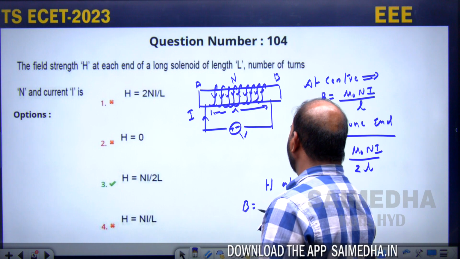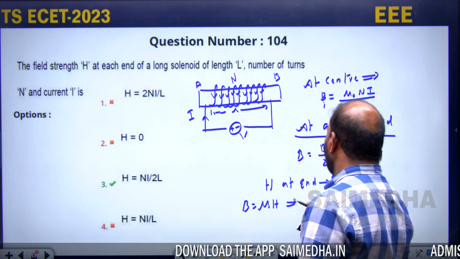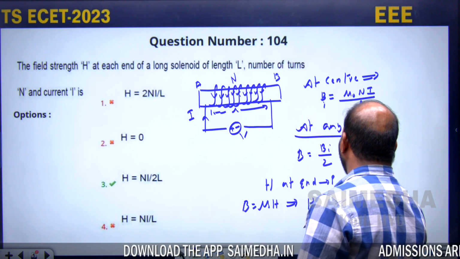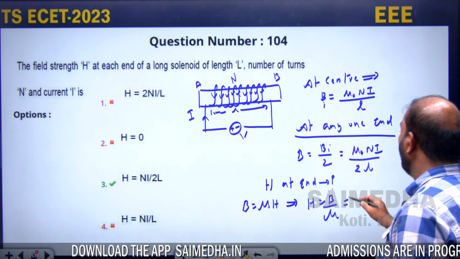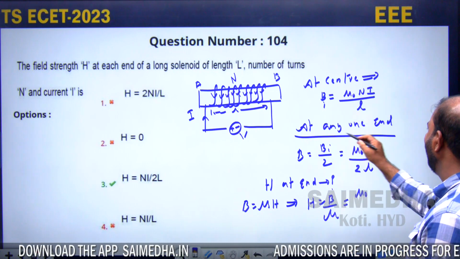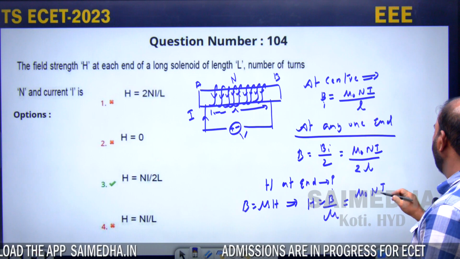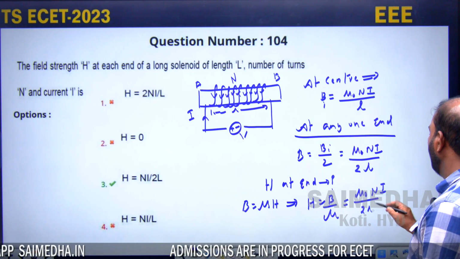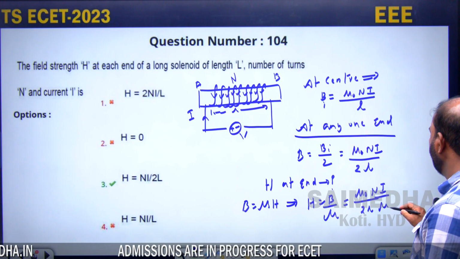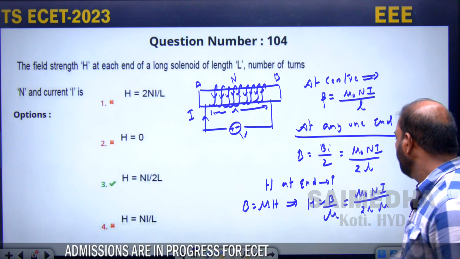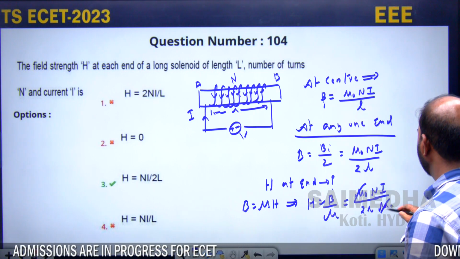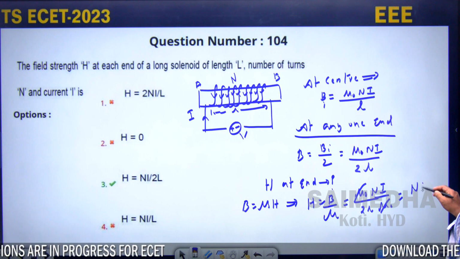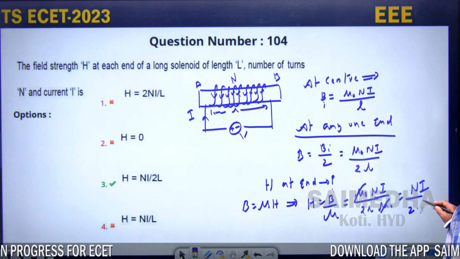We need to find here, B is equal to what? Mu H. From this, what about H? H is equal to B by mu. What is B here? Mu naught Ni by 2L at the end, divided by mu, which means here it is mu. So mu naught gets cancelled here, and we get Ni by 2L.